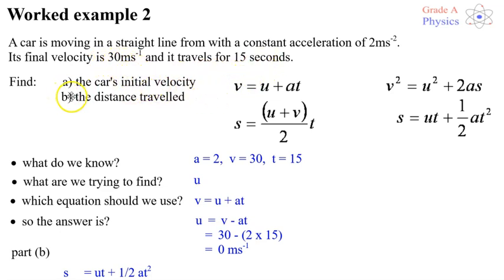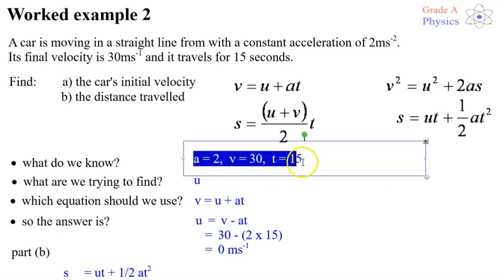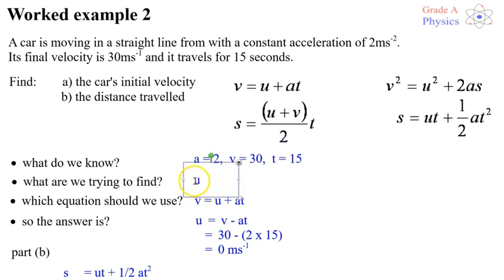Right, so part A, find the car's initial velocity. So once again, we can write down the 3 values that we're given. We're given the acceleration is 2. In this case, we're told the final velocity is 30, and we're told the time is 15, and we're trying to find the initial velocity. So we're trying to find u.